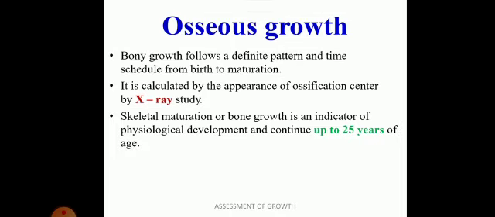Now osseous growth, so that is overall growth of bones. Clear? So again it depends on multiple factors and definitely on age also. So the best or gold standard method to identify this osseous growth is by X-ray study. Skeletal maturation and bone growth, okay, so that is the best indicator of the physiological development, and sometimes it may continue up to the age of 25 years. Clear? So up to 25 years of age there will be osseous growth or bone growth.